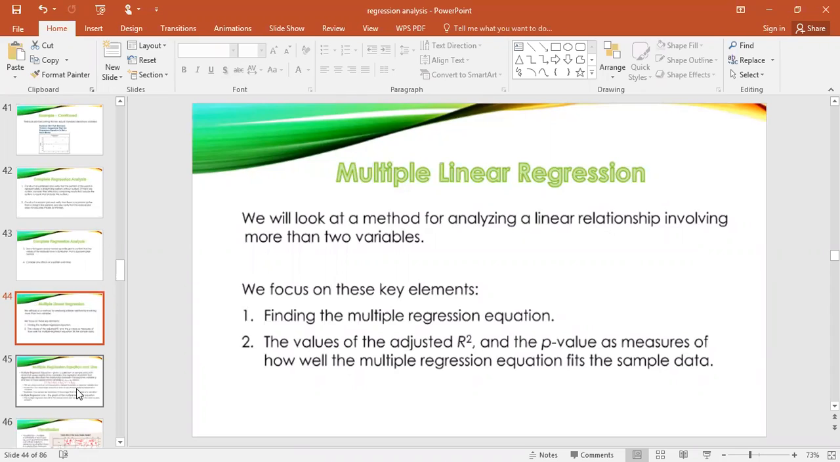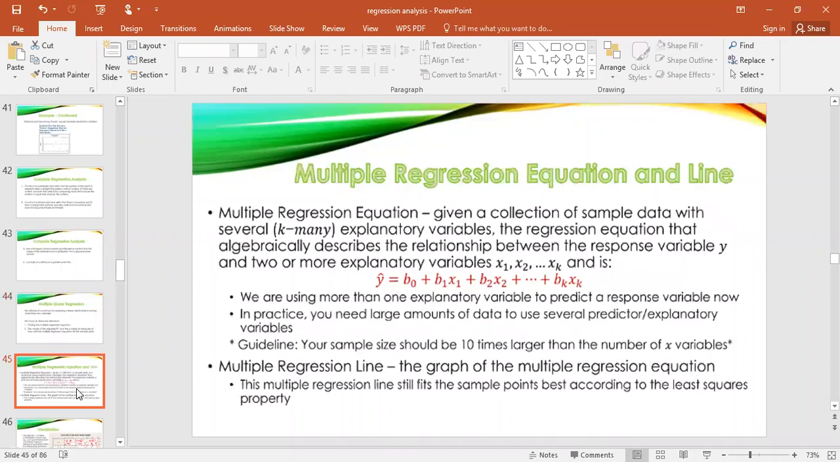Multiple linear regression. We will look at a method for analyzing a linear relationship involving more than two variables. We focus on these key elements: finding the multiple regression equation, the value of the adjusted R-square, and the p-values as measures of how well the multiple regression equation fits the sample data. Multiple regression equation and line.